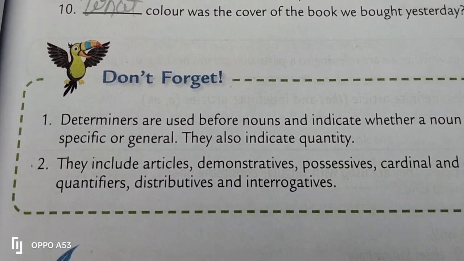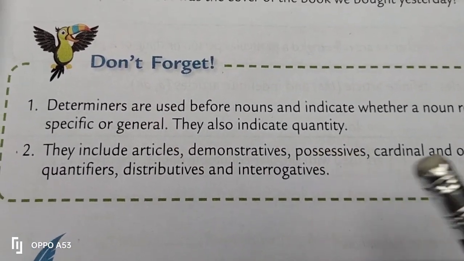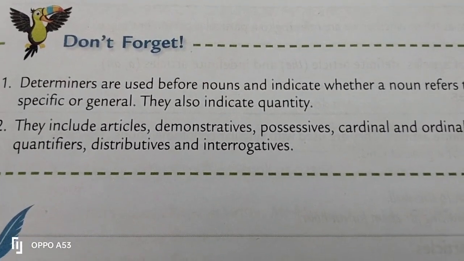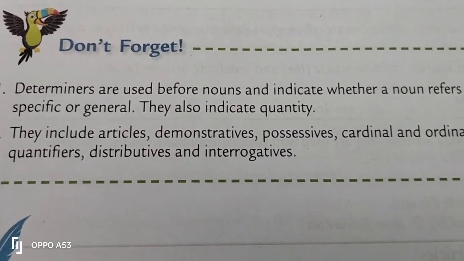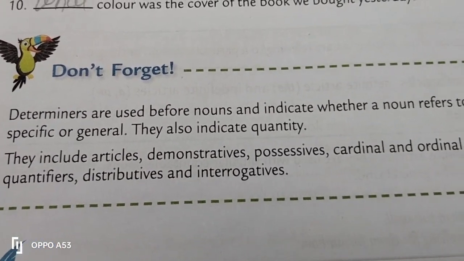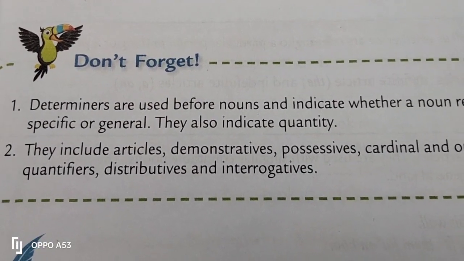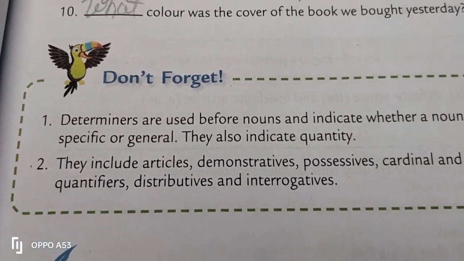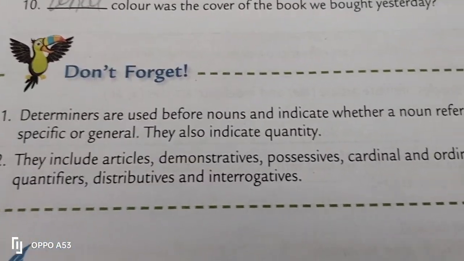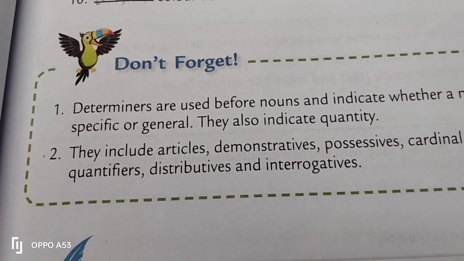Finally, to recapitulate what we have been learning, don't forget. See here, that determiners are used before nouns and indicate whether the noun refers to something specific or general. They also indicate quantity. They include articles, demonstratives, possessives, cardinal and ordinal numbers, quantifiers, distributives, and interrogatives. So it is very easy. At the same time, you get confused. So you focus mainly on this particular thing for your reference.